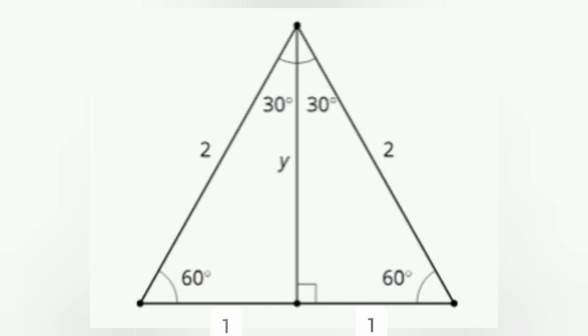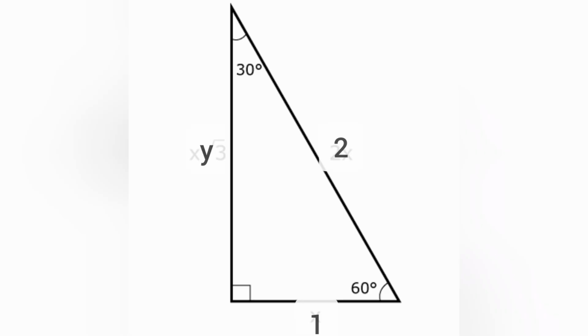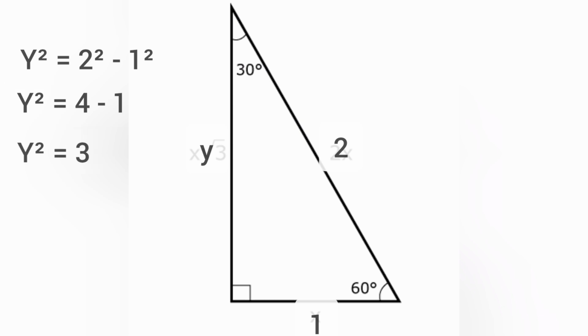Fine. Now we have to look for the height of this triangle. And to look for the height, we have to make use of the Pythagoras theorem. Now the height will be y. So y squared equals 2 squared minus 1 squared. 2 squared gives us 4. 1 squared is 1. So 4 take away 1 gives us 3. 3 is not a perfect square, so we leave it as square root 3. Okay. So the height is square root 3.